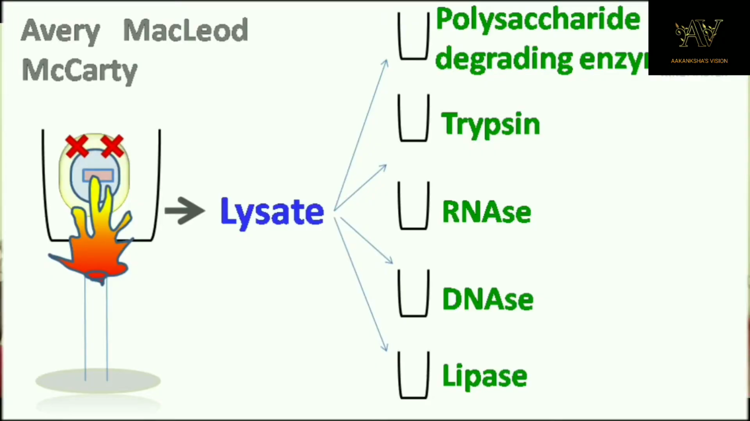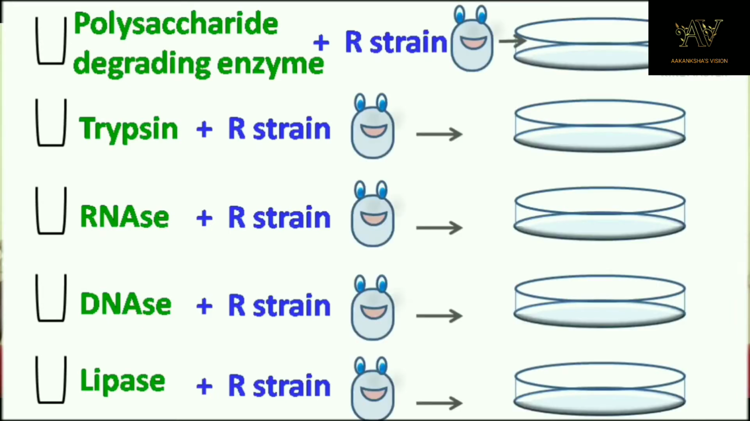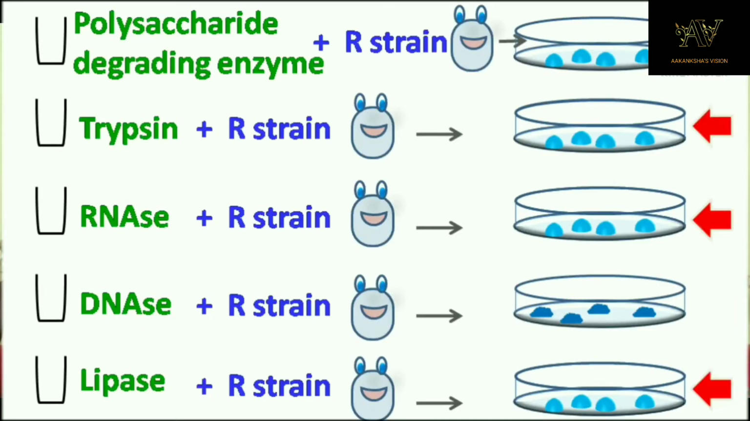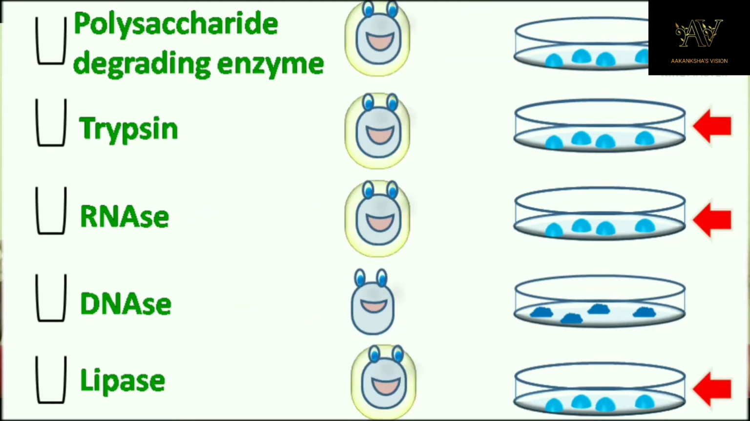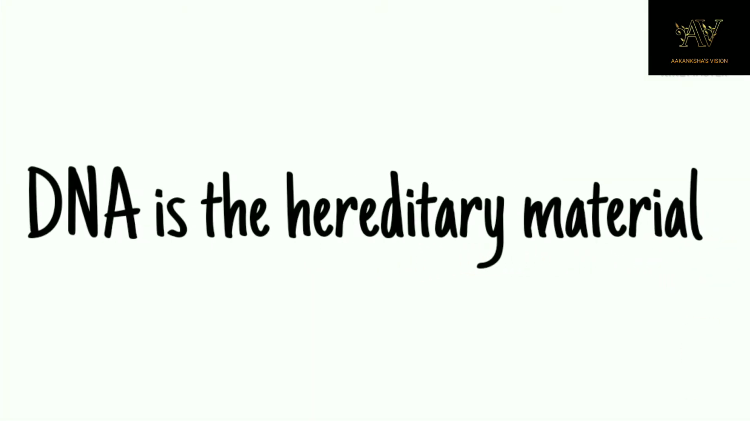From 1933 to 1944, three scientists, Oswald Avery, Colin MacLeod and Maclyn McCarty, worked to determine the biochemical nature of the transforming principle in Griffith's experiment. They discovered that protein-digesting enzymes, proteases, and RNA-digesting enzymes, RNases, did not affect transformation, so the transforming substance was not a protein or RNA. Digestion with DNase did inhibit transformation, suggesting that DNA caused the transformation. Therefore, they concluded that DNA is the hereditary material.